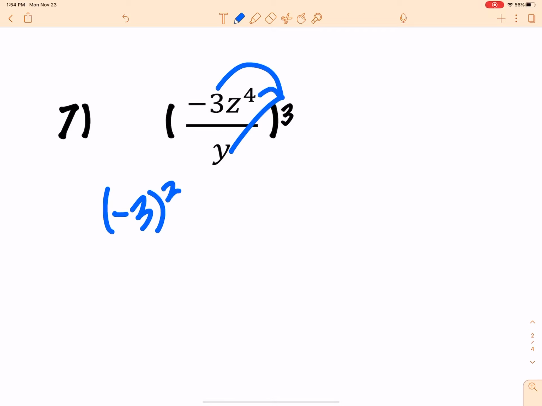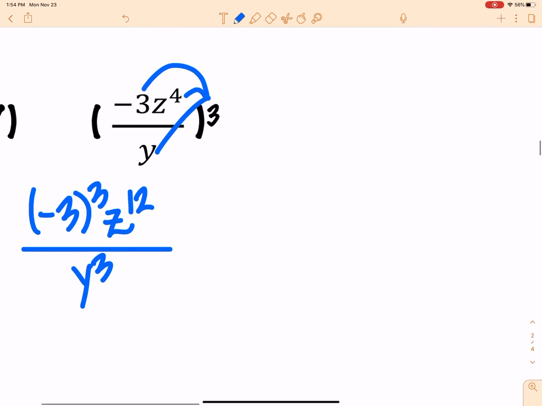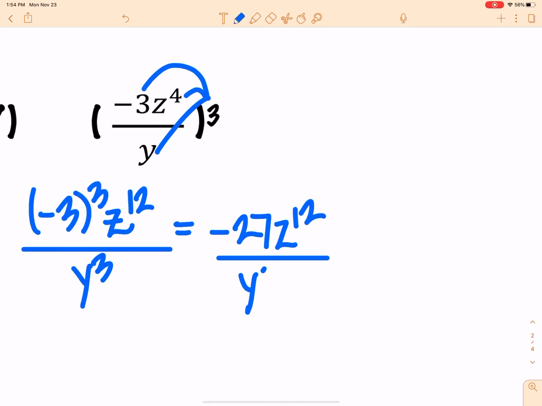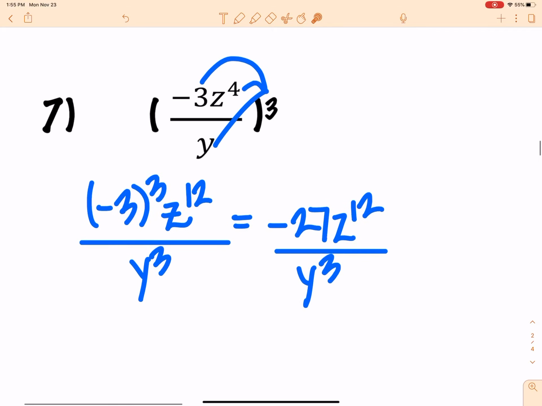So it's -3 cubed. Z to the 4th becomes z to the 12th because it gets multiplied, all over y to the 3rd. And then -3 cubed is -27, z to the 12th, all over y to the 3rd. And again, this stays where it's at. Do not move the -27 to the bottom because it's a negative number. Negative numbers are okay. Negative exponents are not okay. So that is a perfectly fine answer. So pause here and try number 8 all by yourself, and then come back for your final answer.